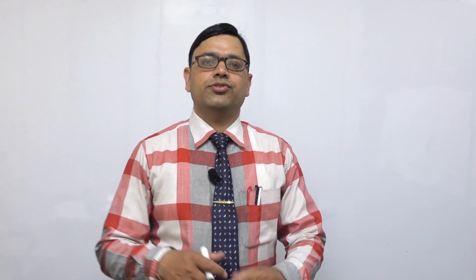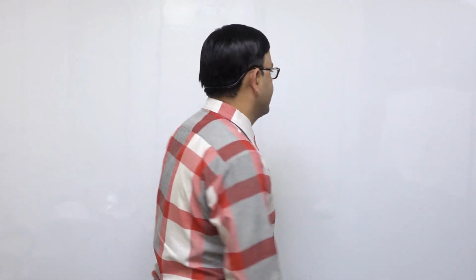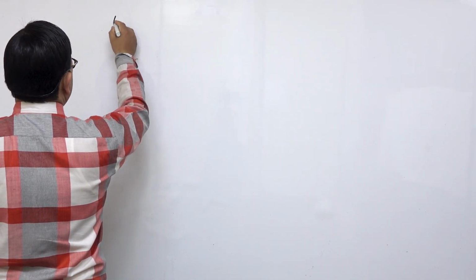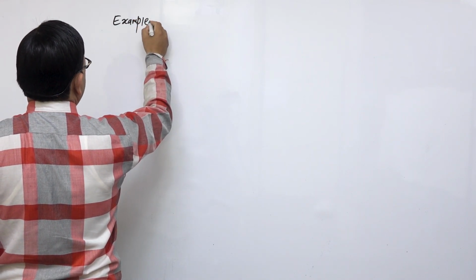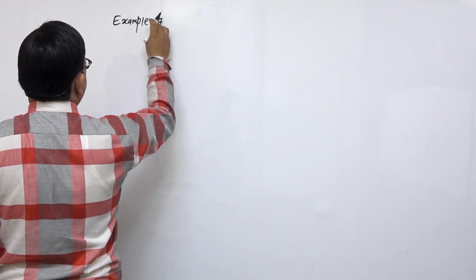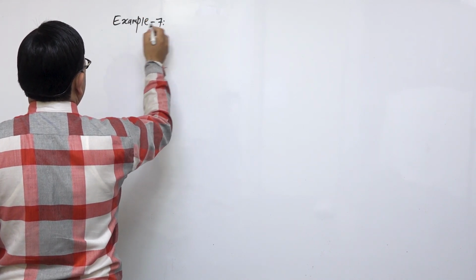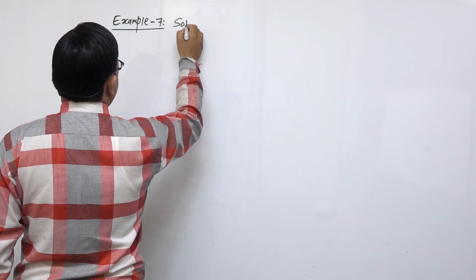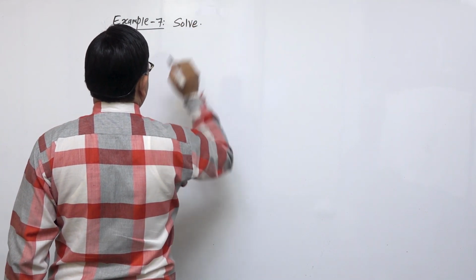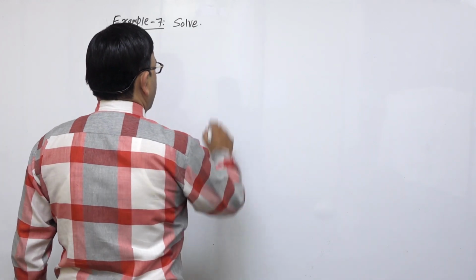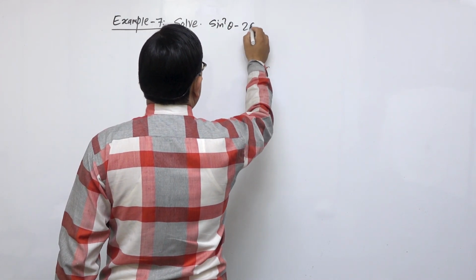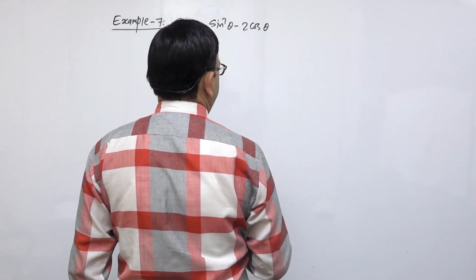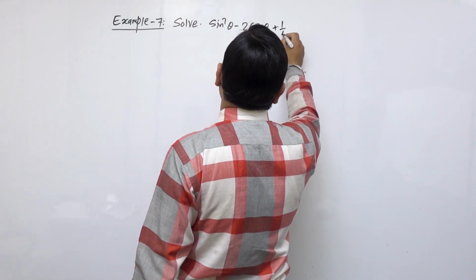Students, now we are going to solve another question of a different model, that is example number 7. Solve. We have the question sine square theta minus 2 cos theta plus 1 by 4 is equal to 0.